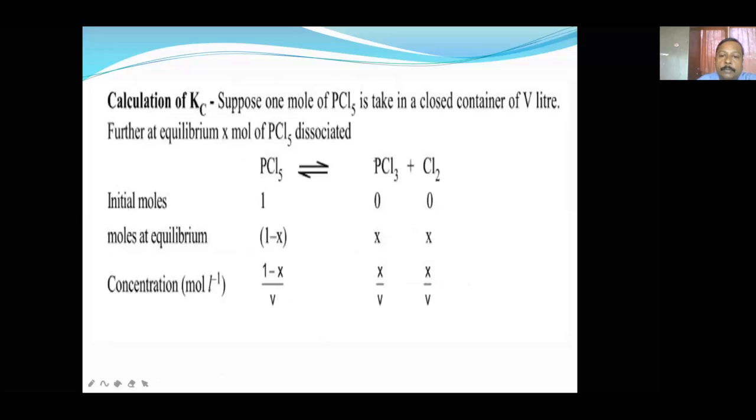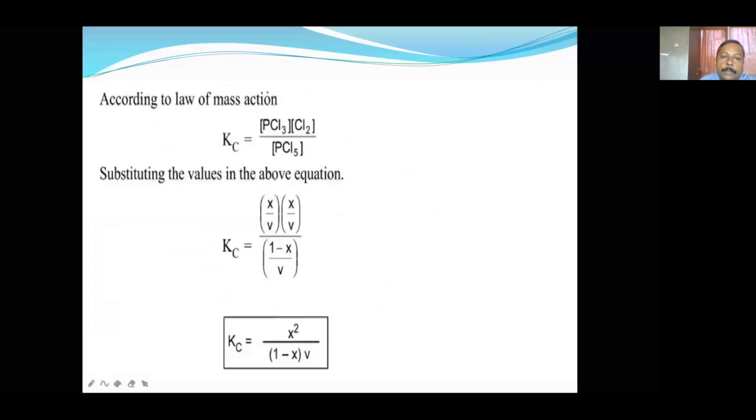See the next example, two products but one mole, in the same derivation. Pattern of derivation is same: 1 minus x divided by volume. Kc is equal to concentration of PCl3 into concentration of Cl2 divided by concentration of PCl5. But after simplification, you will be surprised to see one value is missing. What is that value missing? If you know it already, then you are in a good condition. If you don't know, that means you have to learn.